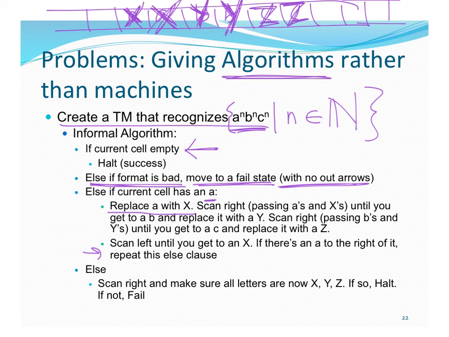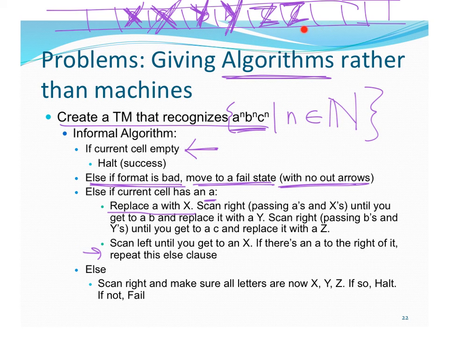And then I'll move all the way to the left until I either see an A or lambda. Oh, look, there's a lambda. So now I've got to check that everything to my right is all X's, Y's, and Z's, because suppose we had more B's than A's, something might not be crossed out. So I'm going to zoom to the right and say, oh, look at that, they're all X's and Y's and Z's. And I get to a lambda, so now I know I'm good. If I wasn't good, then I would just fail.